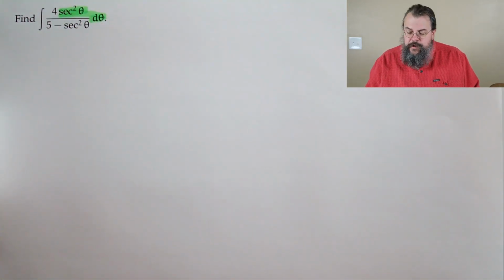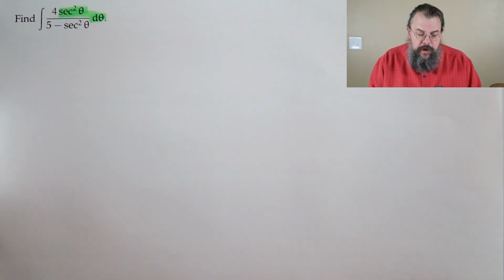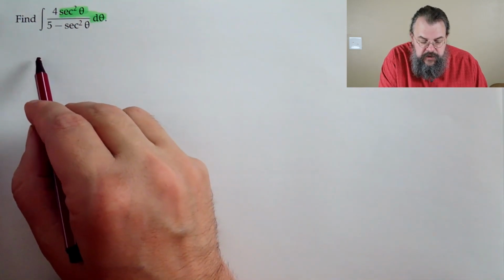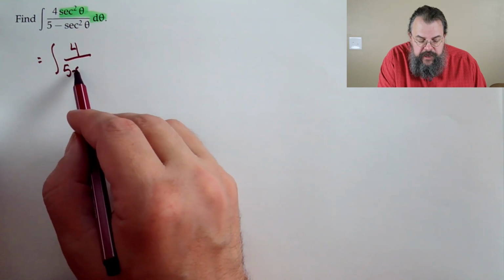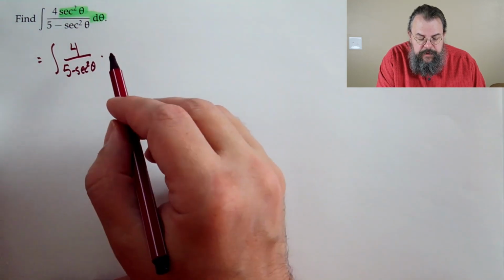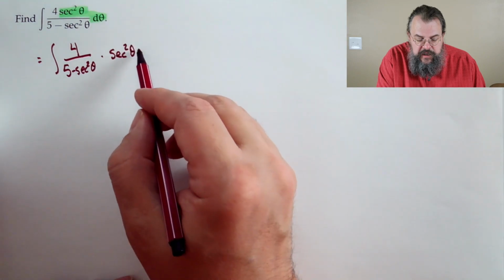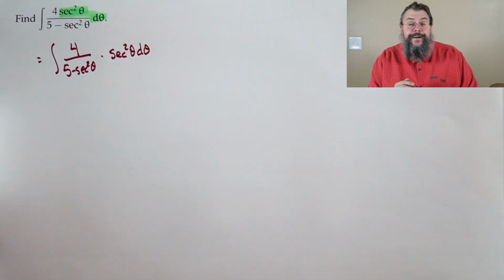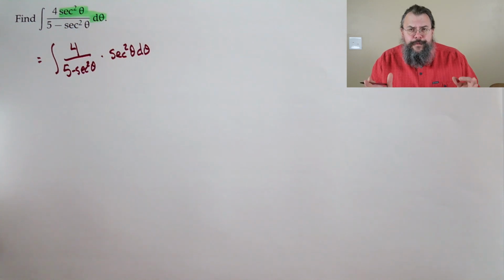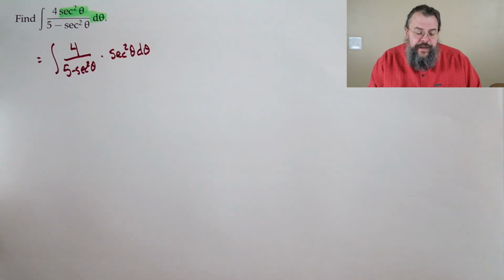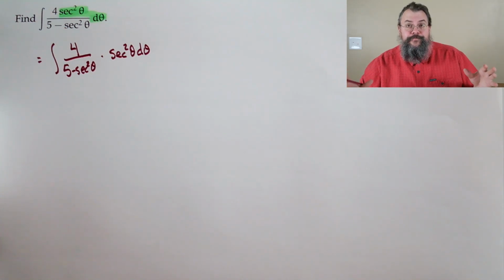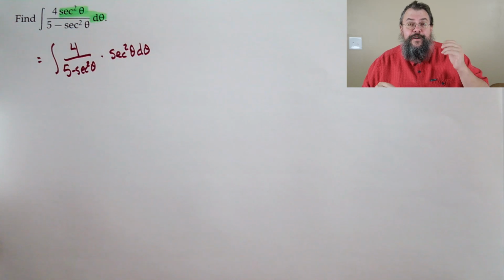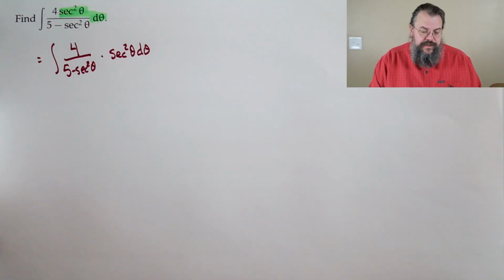Because what that really is saying is, ooh, I can think of the integral here in the following way. This integral can be written as 4 over 5 minus secant squared theta times secant squared theta d theta. How does that help us? Well, the reason it helps us is secant squared isn't just any run-of-the-mill function. It's one of the functions that shows up as a derivative of a nice function.